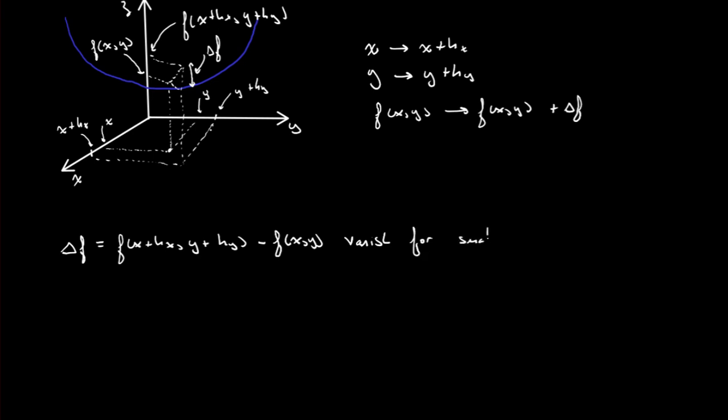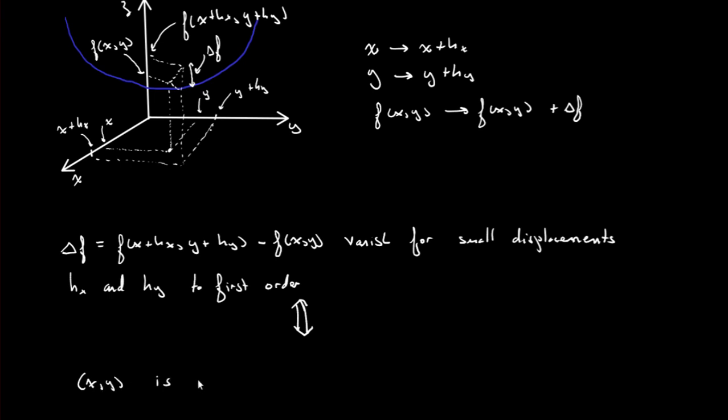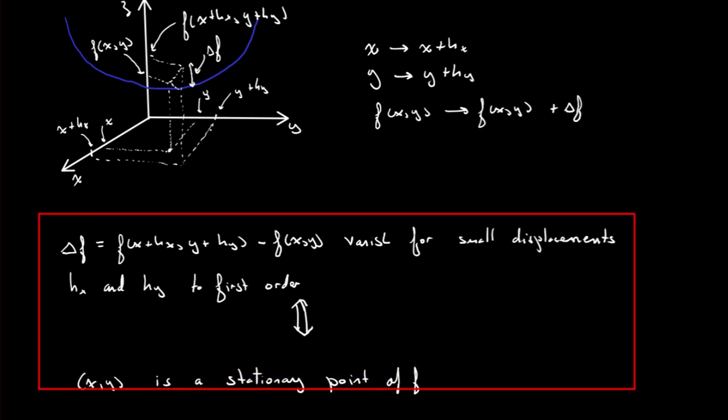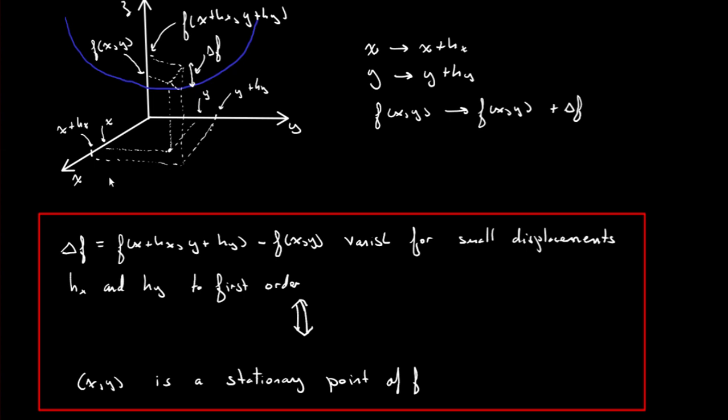for small displacements hx and hy to first order. And of course, again, this is what we mean by a stationary point. So this is the same as saying that the point x, y is a stationary point of f. And it's worth boxing up because this is our definition of a stationary point in two dimensions.